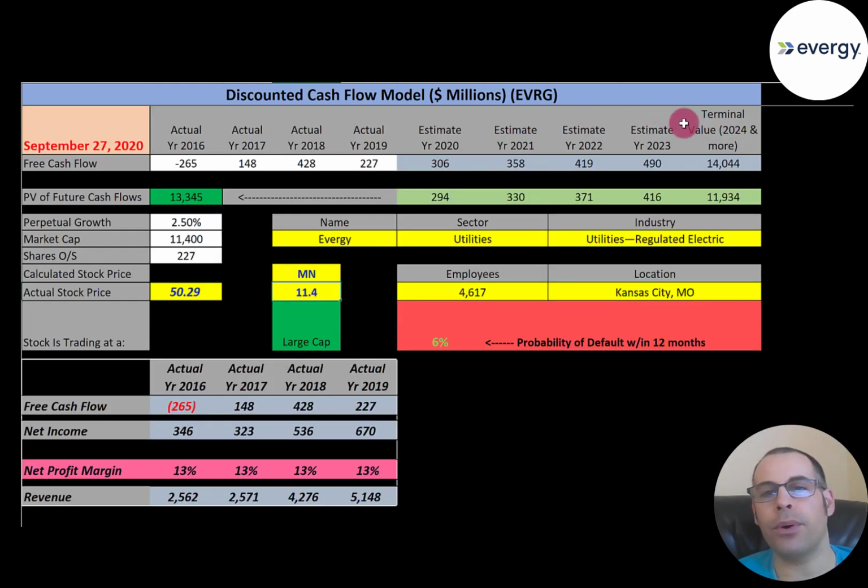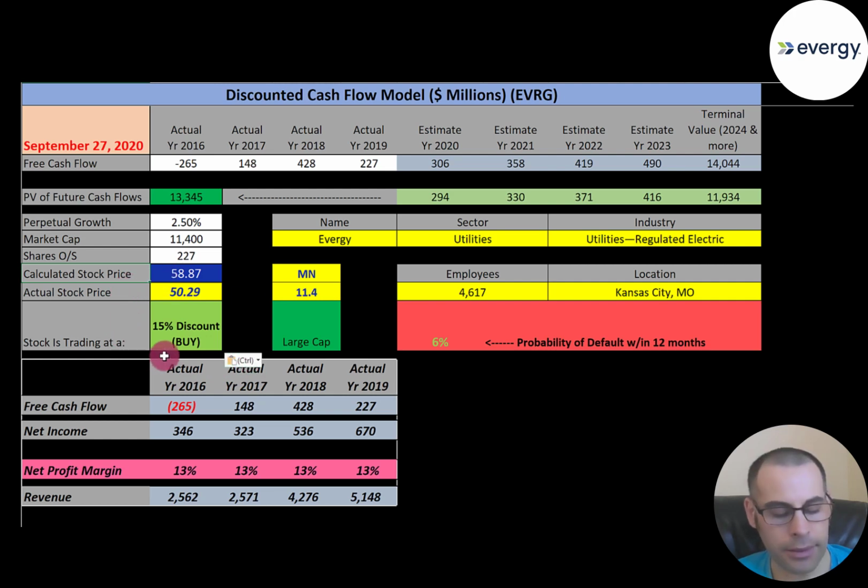We estimated 4 years of future free cash flows. We also estimate a terminal value, which is all cash flows past year 4, that's 14 billion. We discounted those numbers back to today using the weighted average cost of capital. We get a value of the company of $13 billion. We divide that by 227 million shares. And we get a calculated stock price of $59. They're trading at $50, so they're trading at a 15% discount. It's a buy according to the model.